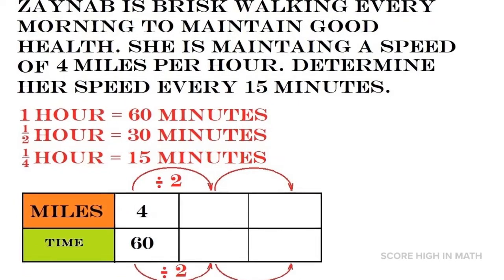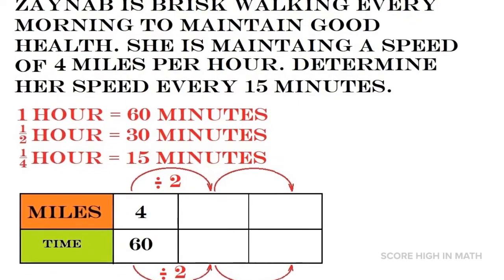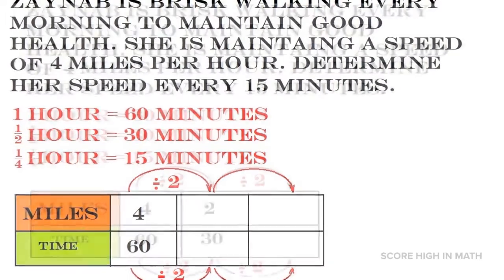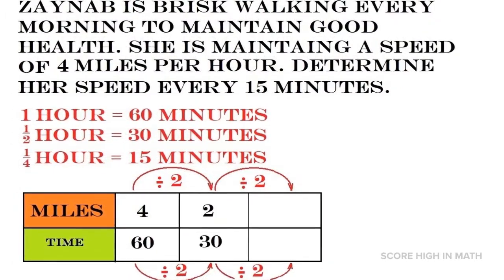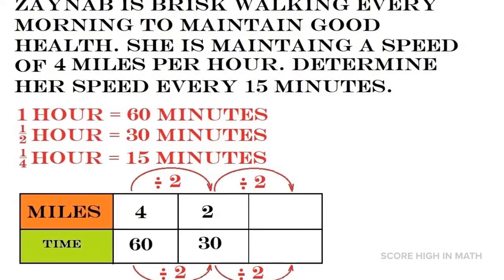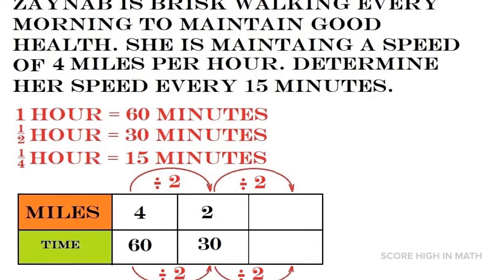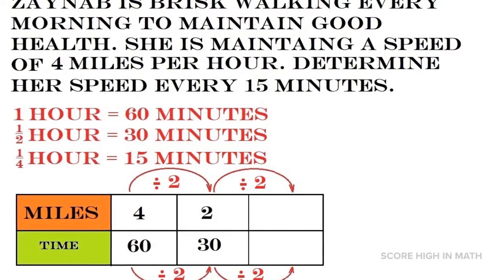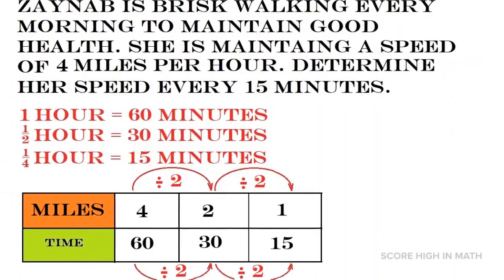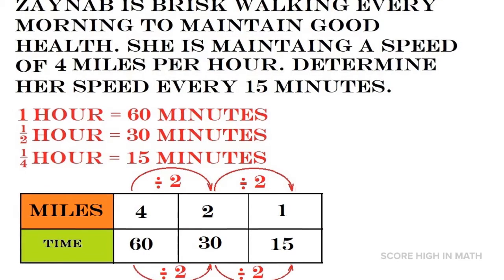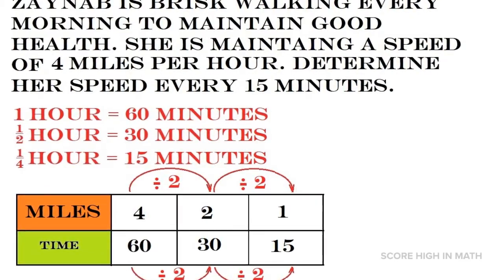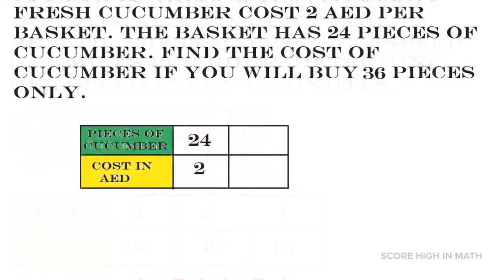If we are going to divide the ratio by 2, we get 4 divided by 2 and 60 divided by 2. It will give us 2 miles every 30 minutes, but we need 15 minutes. What are we going to do to make the 30 equivalent to 15? We're going to divide the ratio by 2 again. 2 divided by 2 is 1 and 30 divided by 2 is 15. Therefore, Zainab's speed every 15 minutes is 1 mile.